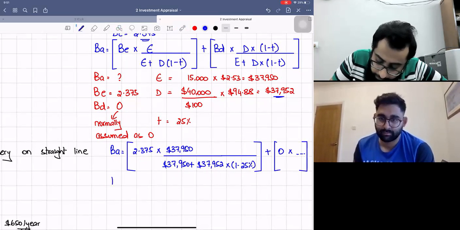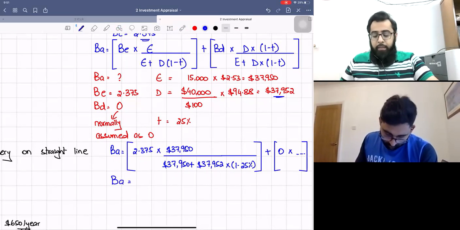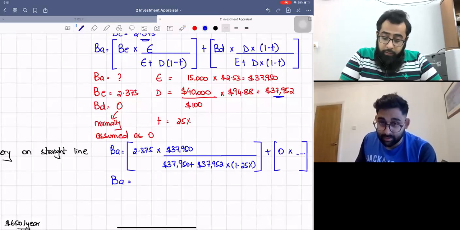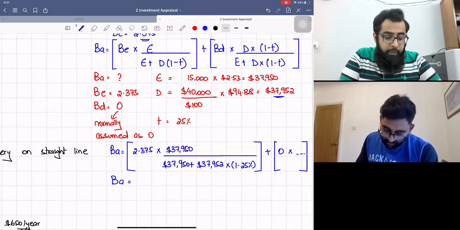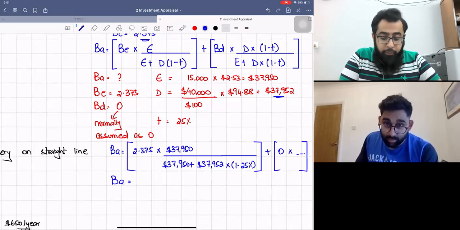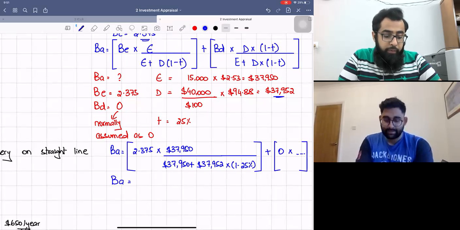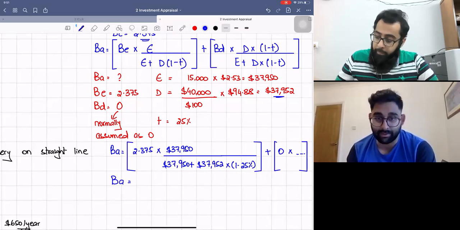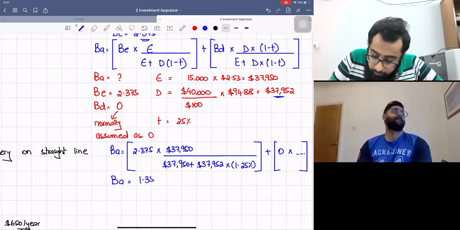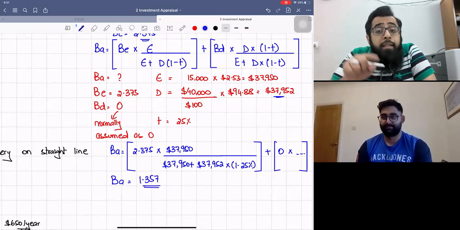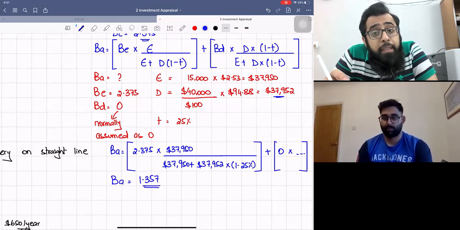So the beta asset will be 2.375 into 37,950 divided by 37,950 plus 37,952 into 0.75. It is 1.357. 1.357 is my beta asset. Now this is the beta asset of Hyzon company.